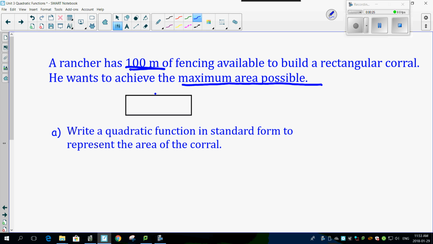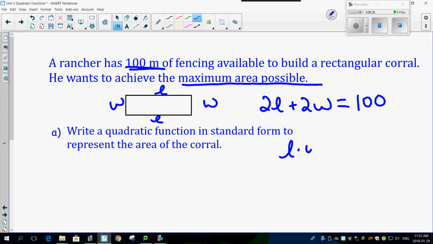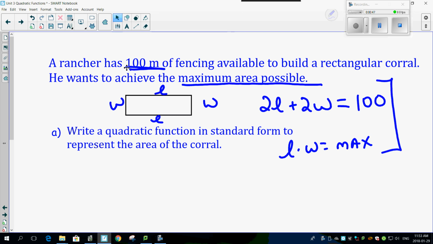Well, think about this. This is length, right? That's width. So if you think about it, 2 lengths plus 2 widths, that's your distance around. That's got to equal 100. But look, your length times width has to be a max. Well, surprisingly enough, that's a system of equations. That's right out of grade 10. So watch this. How do I solve something like this?